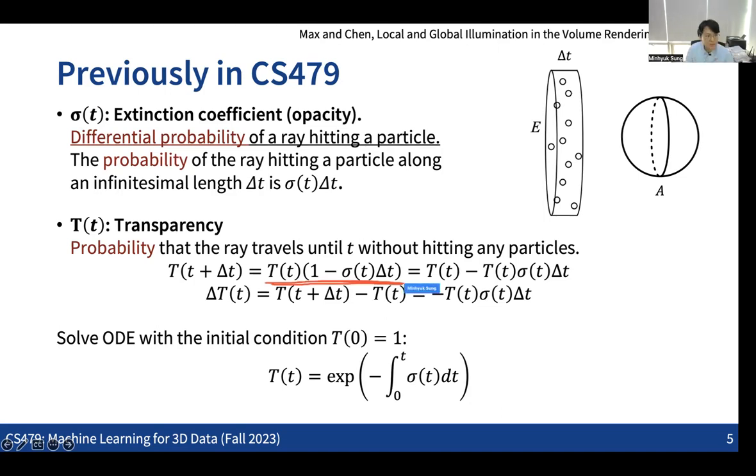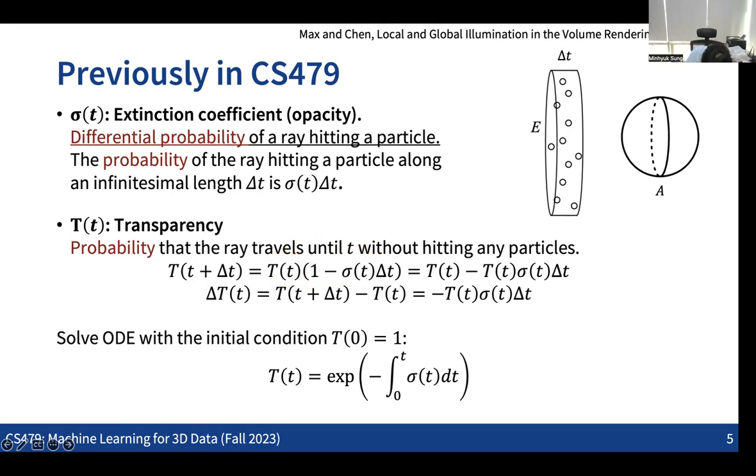Basically, this quantity means how likely the ray will traverse until the time t, and also not hit any particles inside this small delta t length. So if the ray travels until the time t, sorry, here let me rewrite this.